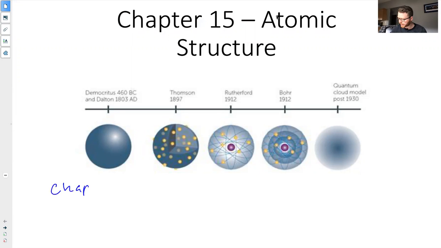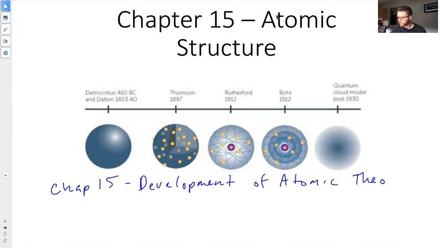So in chapter 15, this is the development of atomic theory. Okay, this kind of ties into what you would have learned in Science 10 about the development of the atom in the chemistry unit. This is just going to be a little bit more detailed than that, okay? So chapter 15, we're going to learn about the discovery of the electron from Thomson.